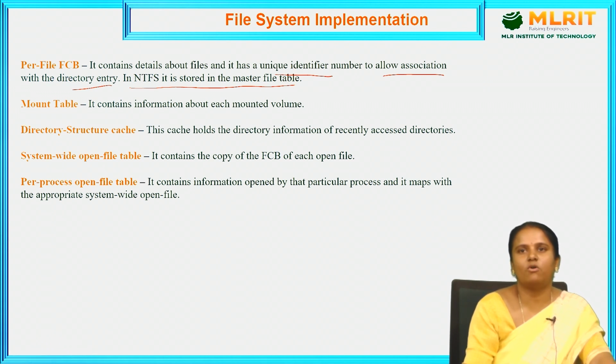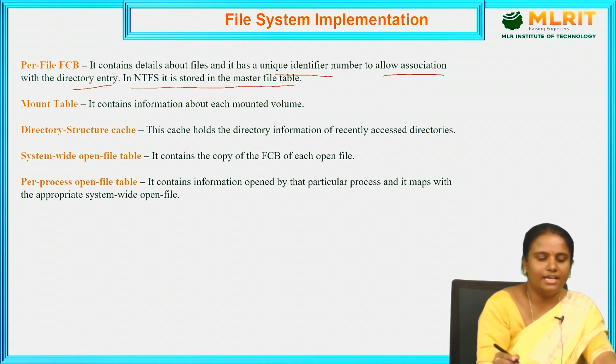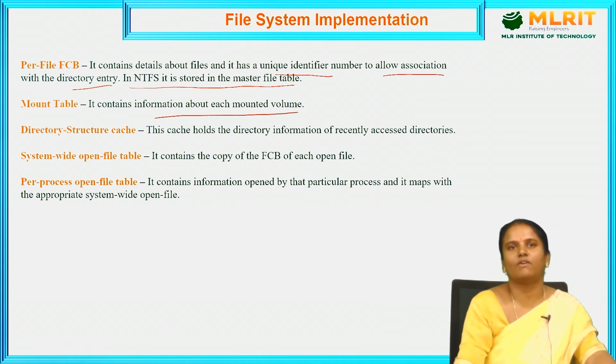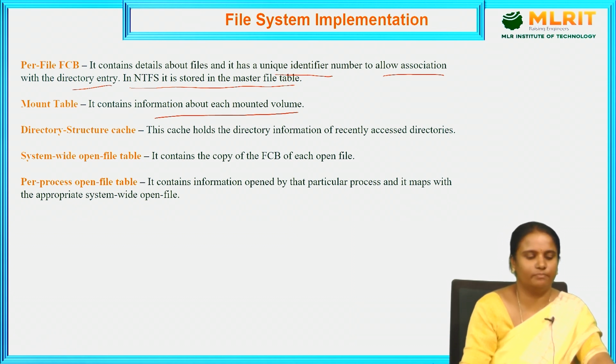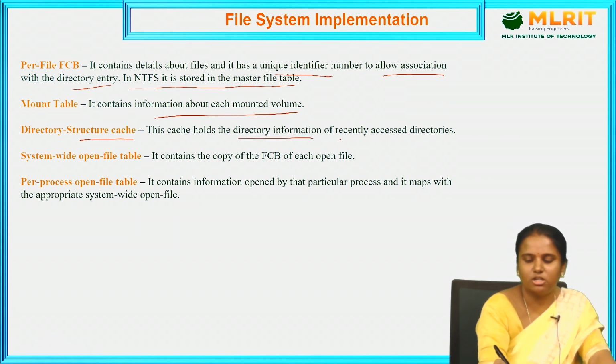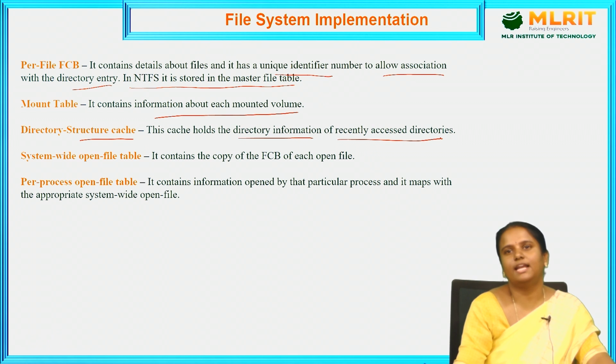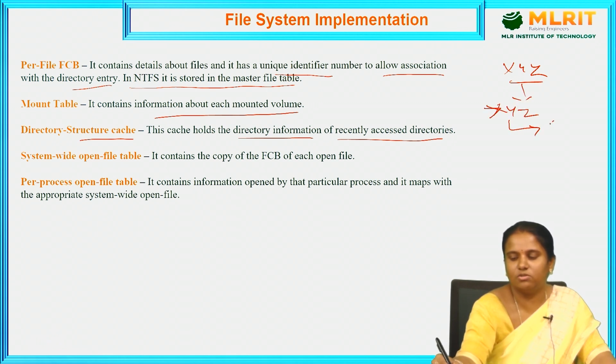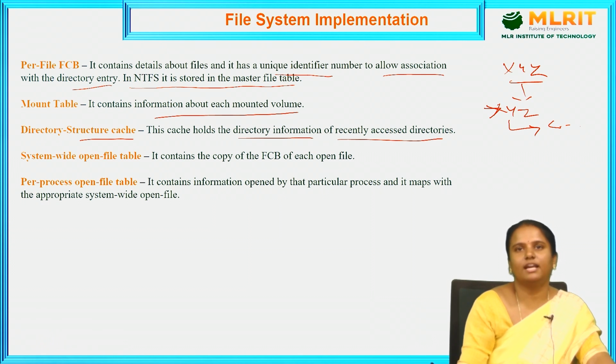Next, what do you mean by mount table? Mount table is nothing but attaching the files. It contains information about each mounted volume. Whatever is attached can get the information for each mounted volume. Next, the directory structure cache holds the directory information of recently accessed directories. Why? Because when I have recently used an XYZ file, it shows that the XYZ file was recently used by some person. So we can easily identify recently accessed directories.